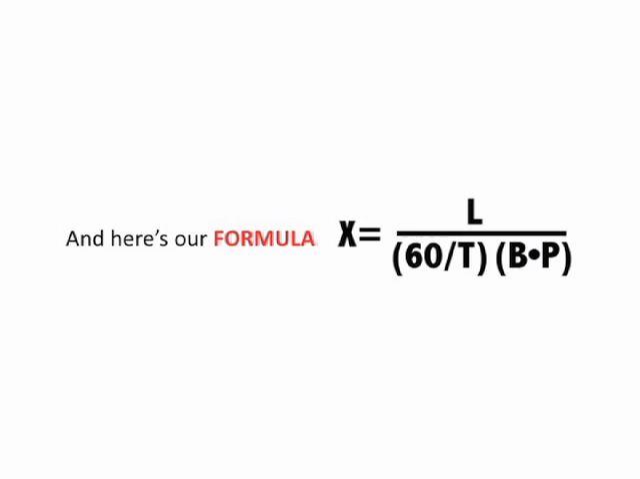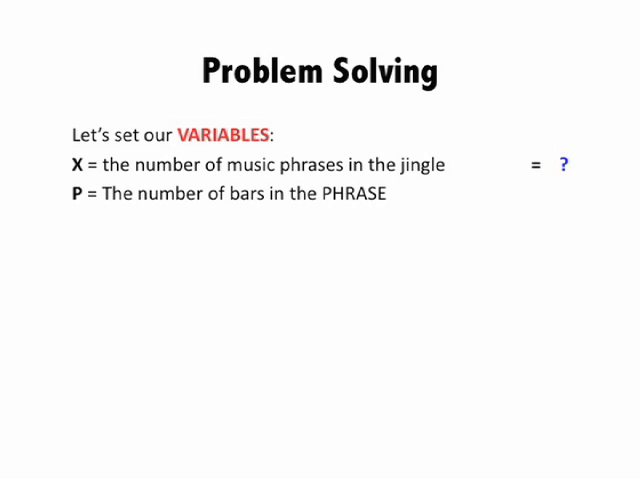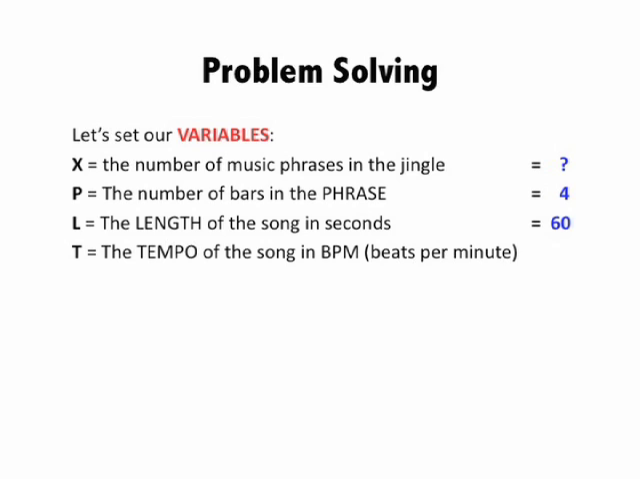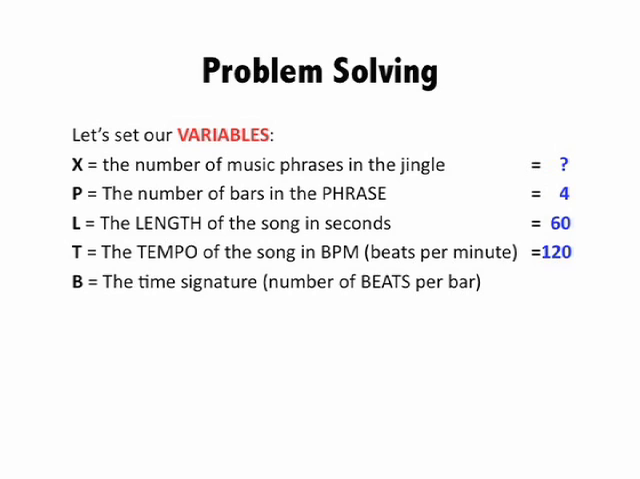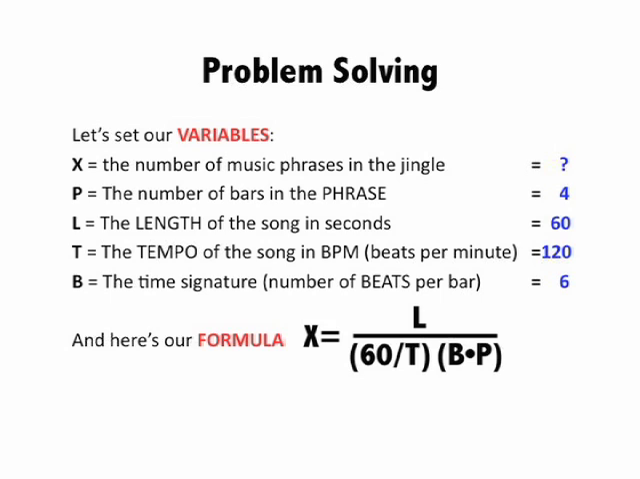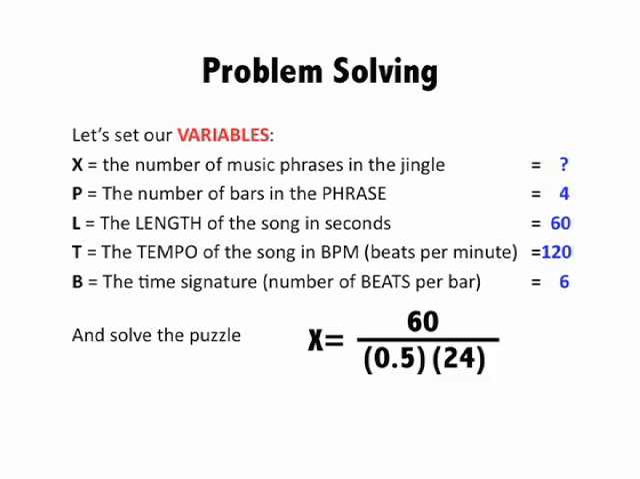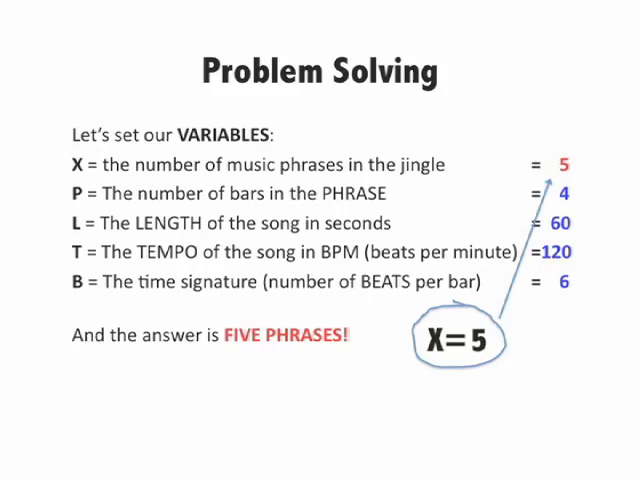So we set our variables and we give it a formula. This is a formula that I give them. X is the number of phrases in the jingle, P is the number of bars in the phrase, L is the length of the song in seconds, T is the tempo of the song in beats per minute, which we established to be 120, and B is the time signature. And here is our formula. X, which is what we're solving for, how many phrases, is equal to the length of the song over 60 over the tempo multiplied by the time signature multiplied by the number of bars in the phrase. So we plug in the known values and we get the answer of 5. That means our song will have 5 phrases.